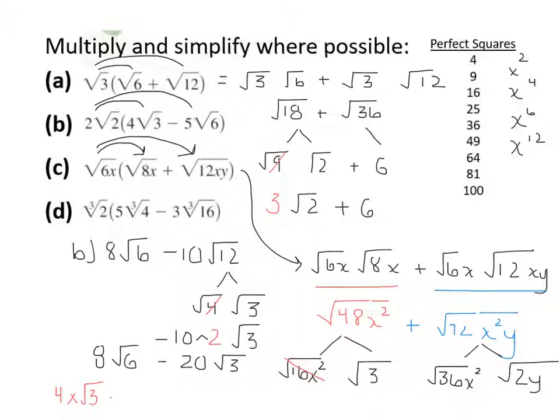So now the second part. Square root 36 is 6, and square root of x squared is x. That square root of 2y just has to remain under the radical. And so our final answer is just 4x root 3 plus 6x root 2y.